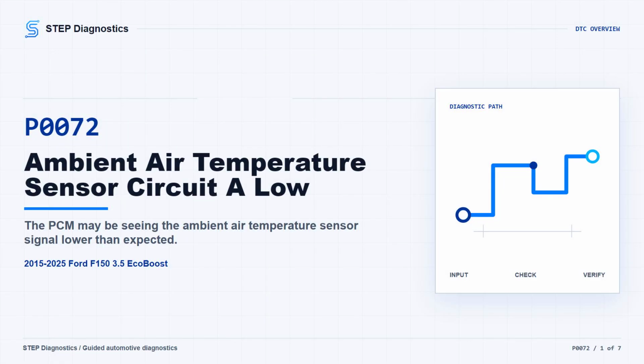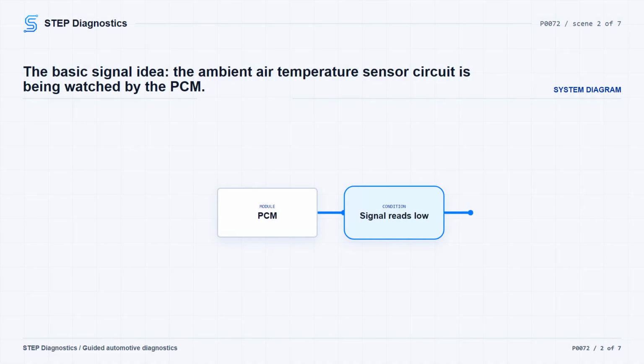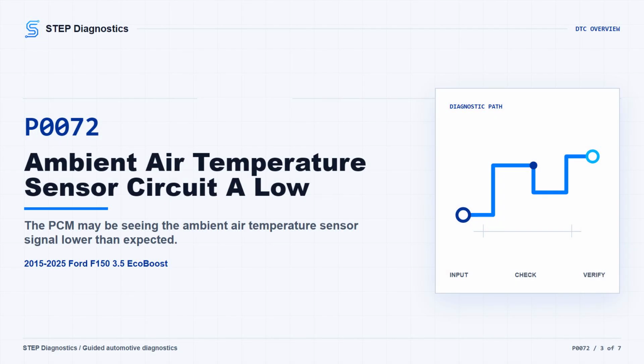On this 2015 to 2025 Ford F150 with the 3.5 EcoBoost, P0072 is a PCM code for ambient air temperature sensor circuit low. In plain language, the PCM may be seeing the ambient air temperature signal lower than expected. Depending on the vehicle setup, that can show up as an incorrect outside temperature reading, and it may affect systems that use outside air temperature as an input.